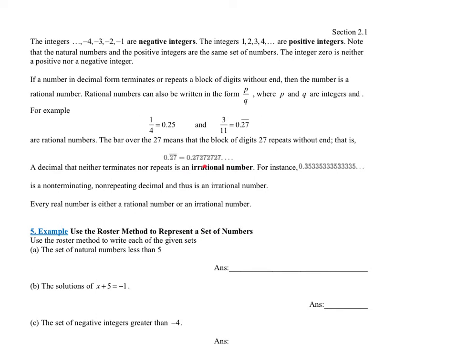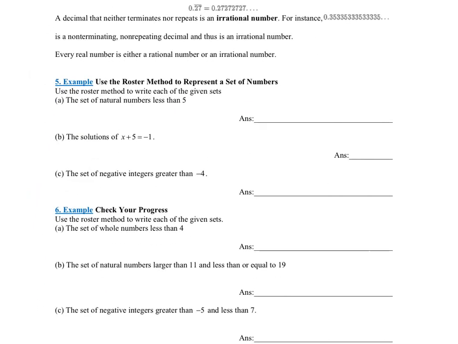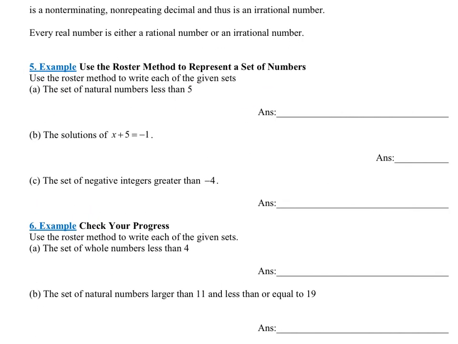And then again, there's irrational numbers. We know several of them, like pi and the square root of 2. So again, let's see some examples of why it's so important for us to know this. It says use roster method. Really important that we read the directions on these problems. Use roster method to write each of the given sets.